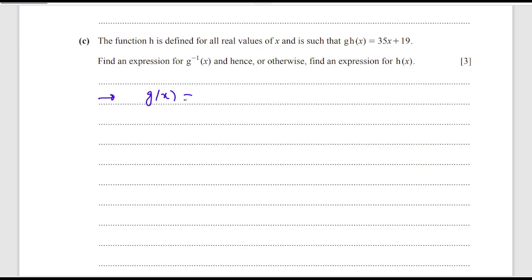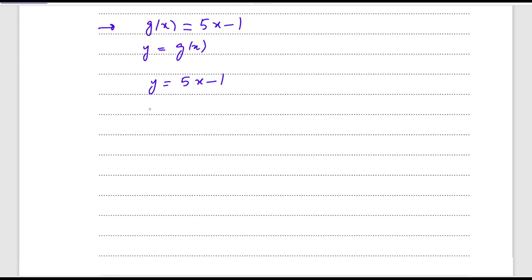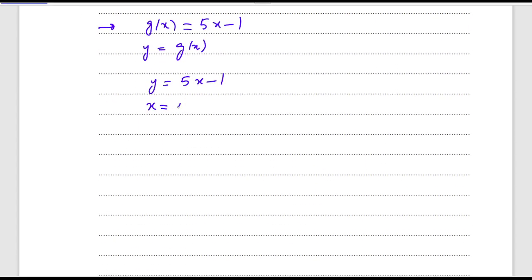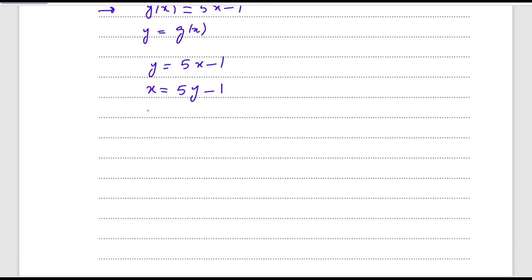The given function g of x is 5x minus 1. To find its inverse, put y equal to g of x. So the expression becomes y equals 5x minus 1. Now to find the inverse, interchange x and y. x equals 5y minus 1, make y the subject of this expression, so (x plus 1) over 5 equals y. Now write in the correct form. Here y is g inverse of x, so g inverse of x is (x plus 1) over 5.